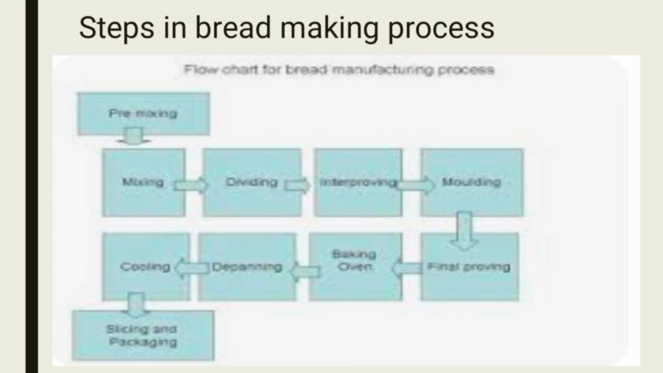And the next step is final proofing. After panning, the bread is allowed to proof under suitable condition. The temperature should be 90 to 98 degree Fahrenheit. Humidity should be 80 to 83%. During this time, again it gets gas that is lost during molding, and the gluten is matured so that it expands with the gas and still retains sufficient strength to hold the gas.